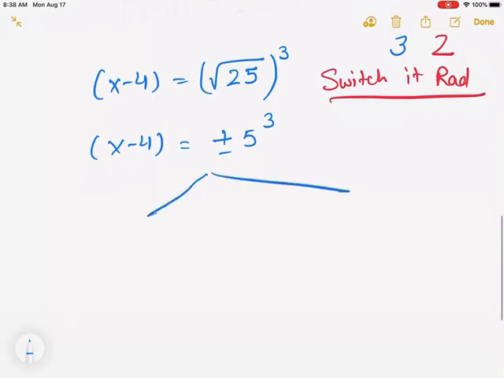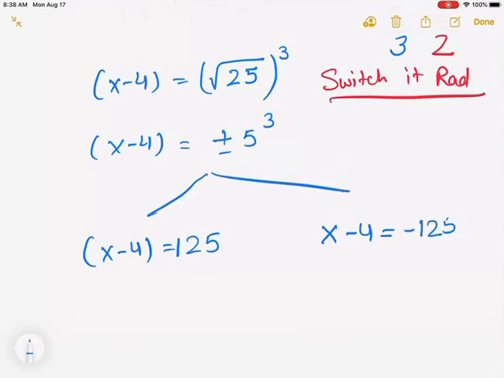This is where you need to split it into two different equations. I have x minus 4 is equal to positive 125. Not positive 120, it's going to be positive 125. Why? Because 5 to the third power would be 125. On the other side, it would be negative 125.